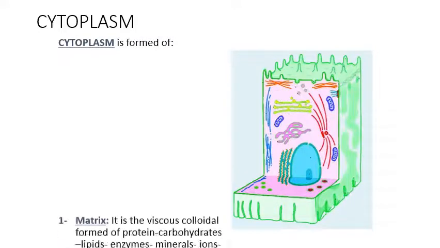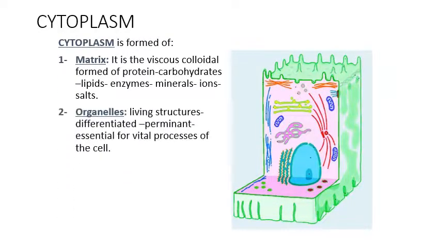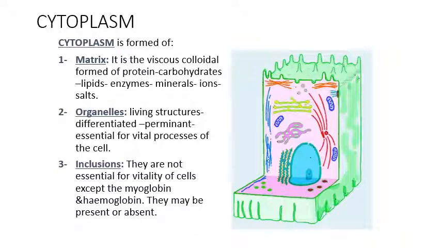The cytoplasm is formed of matrix, organelles, and inclusions. First, I'm going to study the organelles. The meaning of the word organelle is small organ. They are living structures doing chemical work, containing enzymes, and they are vital, producing essential function in the cell. They are differentiated, each organelle can do a specific function, and they are permanent, usually present in the cell. I cannot live without them.